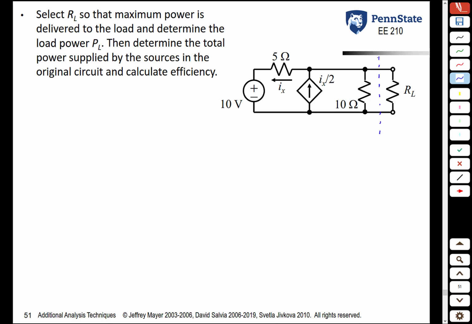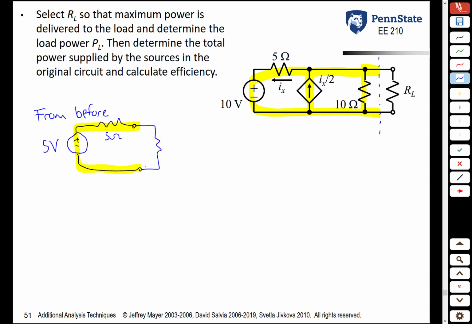We can replace everything to the left of the load by its Thevenin equivalent, which we saw was a 5 volt source and a series 5 ohm resistor. So everything here can be replaced by that. As far as the load resistor is concerned, it doesn't know the difference. We can then put in the load resistor, and of all the different load resistors we can choose, if we set it equal to 5 ohms, the same as the Thevenin resistance, we get maximum power transfer to the load.